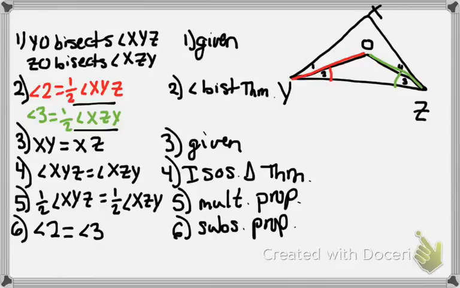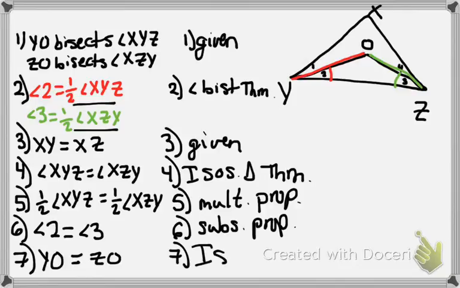And my last step now, if angle 2 is equal to angle 3, I can work with that smaller triangle, OYZ. And if you look at that, that's an isosceles triangle now too, because angle 2 is equal to angle 3. So I can use the isosceles triangle theorem again to say that, what are we trying to prove here? Sorry guys. YO is equal to ZO by the isosceles triangle theorem.